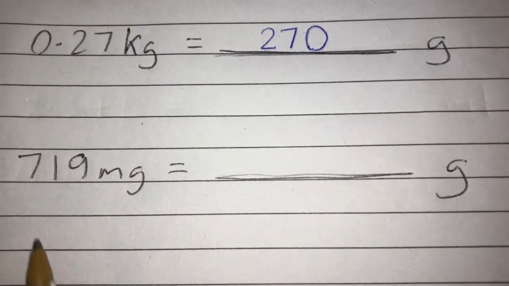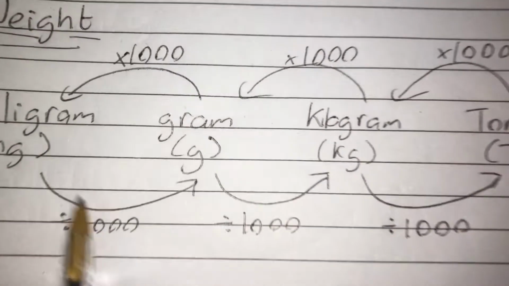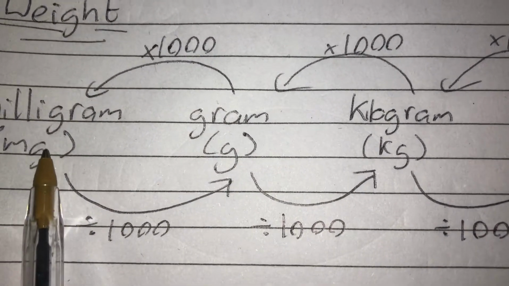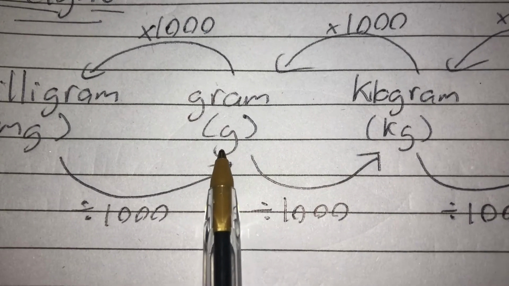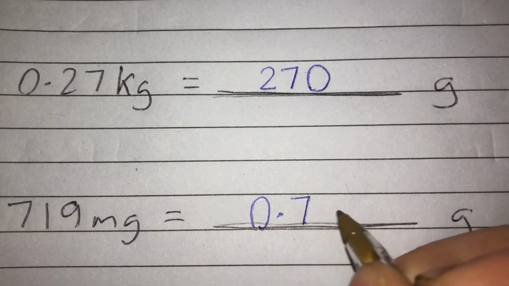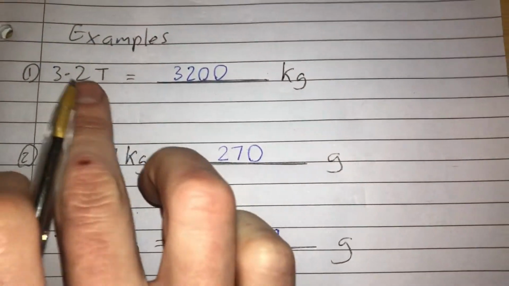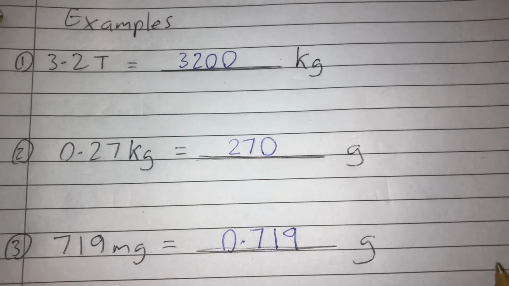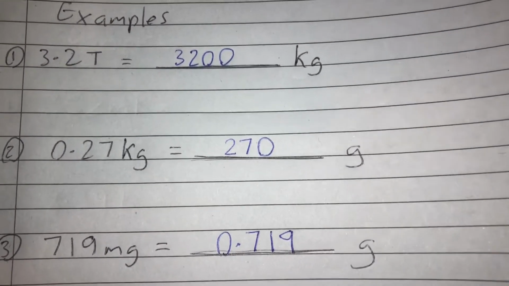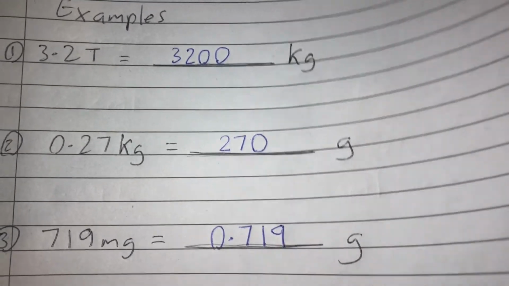All right. And the last one, I'm going to change 719 milligrams into grams. So milligrams to grams, I am dividing by 1,000. So 719 divided by 1,000 is 0.719. Again, the digits are always the same. It's just changing the size of the number by multiplying by a factor of, or dividing by a factor of, 10, 100, or 1,000.